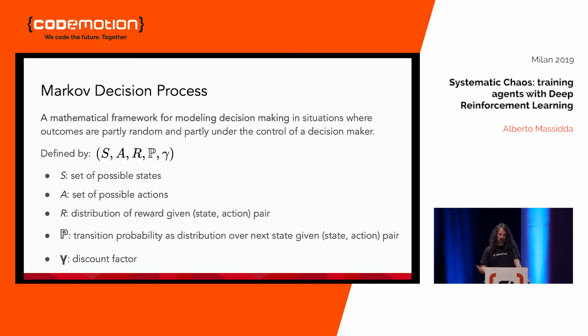Then we got P, which is a transition probability. And so it's the probability that from a state you can go into another state belonging to the set S. And it is modeled again as a distribution over the next state given the state action couple. And last but not least, there's gamma, which is a discount factor.